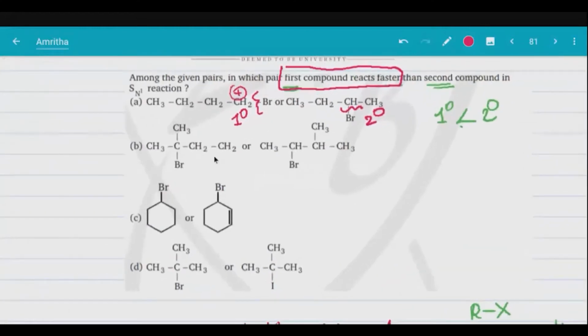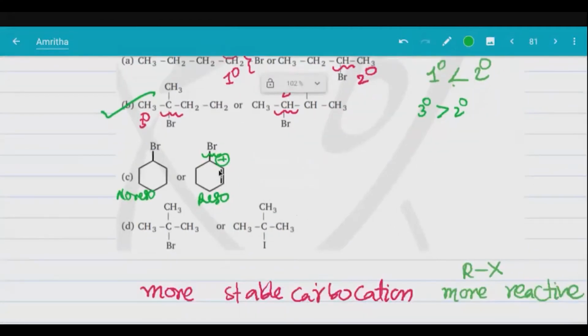Now see, this will give a tertiary carbocation, but this will give a secondary one here. So the first compound is clearly dominating, because the tertiary dominates here. So option C, one single option, fine, B is the answer. But see this also. Here the second is more reactive because it is resonance stabilized. Here there is no resonance. So the second compound is more reactive.